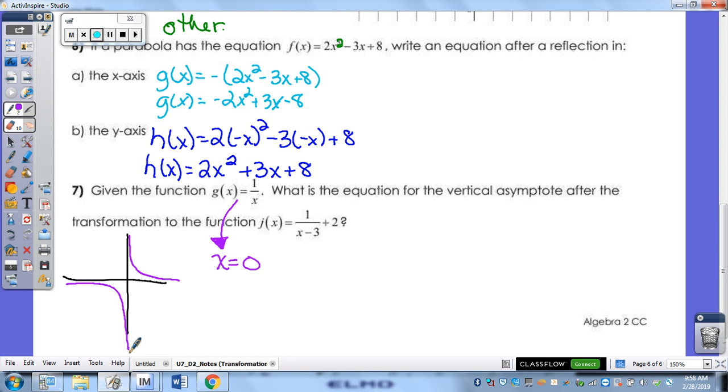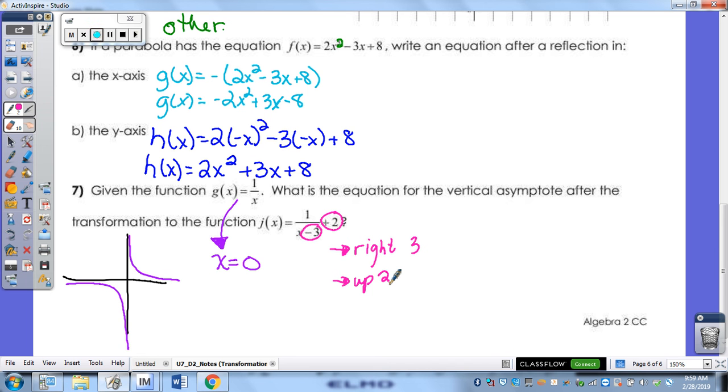Can't be 0. So if we look at our new function, we have two transformations that happen to it. You've got the minus 3 and you've got the plus 2. So minus 3 means it moved to the right 3. That's our horizontal shift. We always do that first. Plus 2 means we move up 2. So we're going to do that, and we'll apply it to our vertical asymptote.